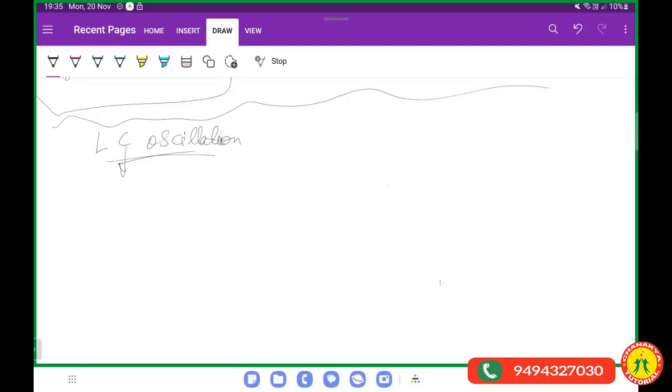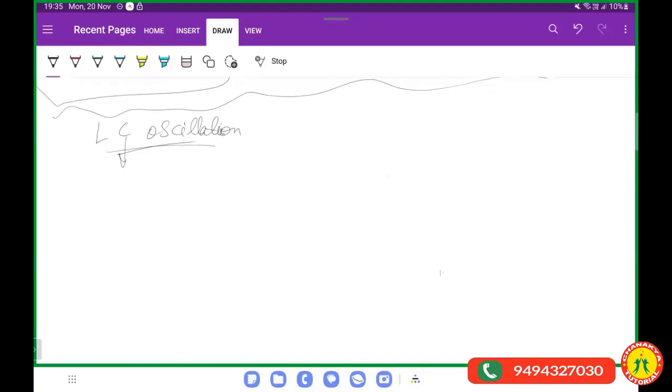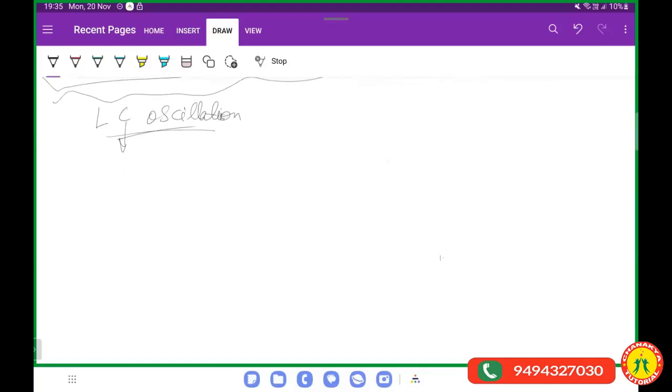So let's see the process again. What we'll do here, we'll take a charged capacitor, which will be short circuited with an inductor coil. Now the charge and this current will start oscillating in this whole circuit. So let's draw a circuit so that we can understand it better. So let me draw one coil. This is the coil.